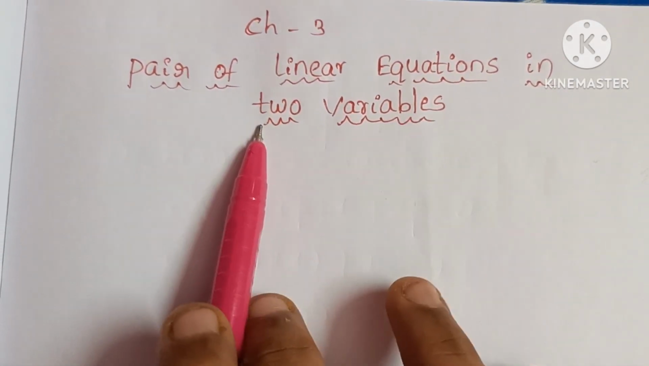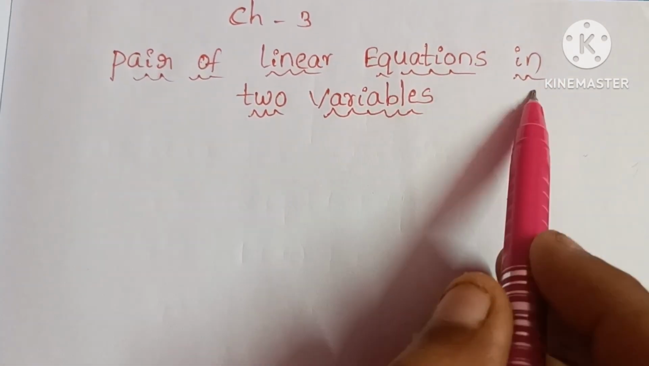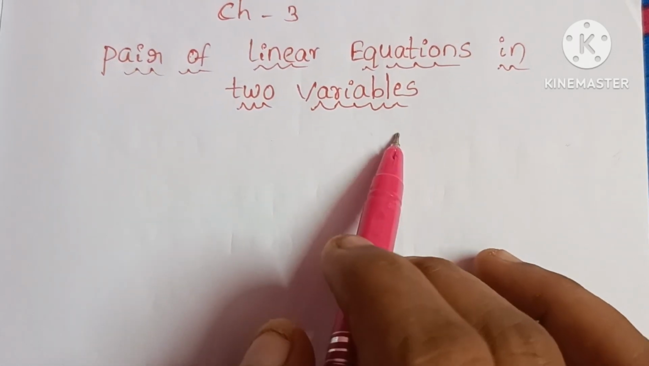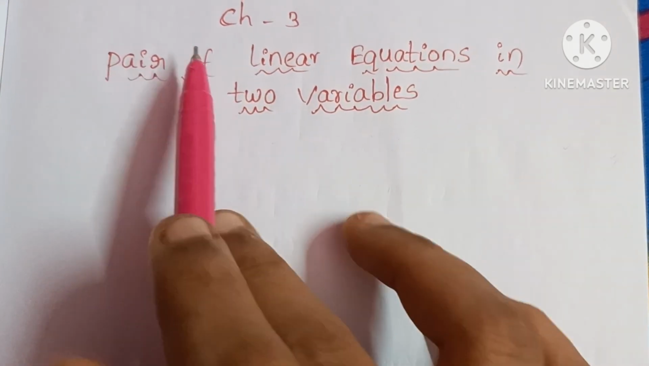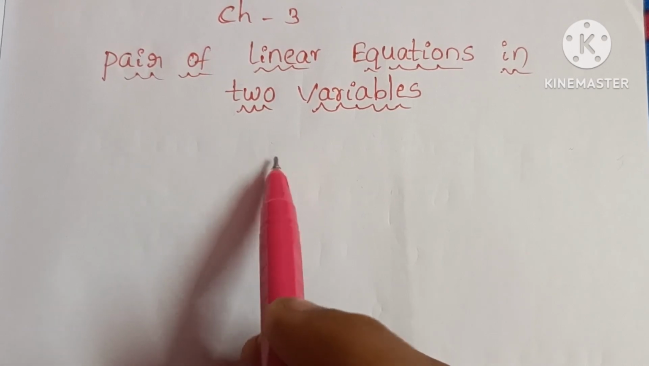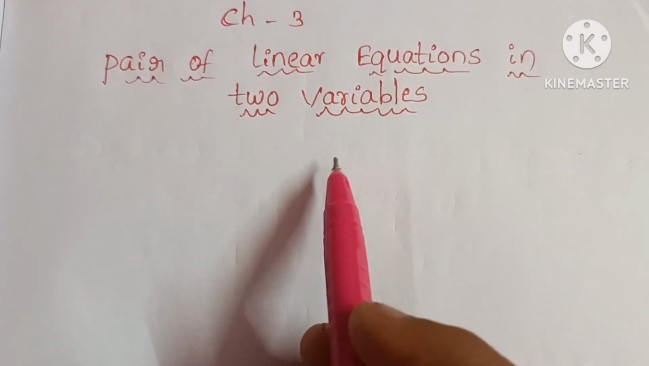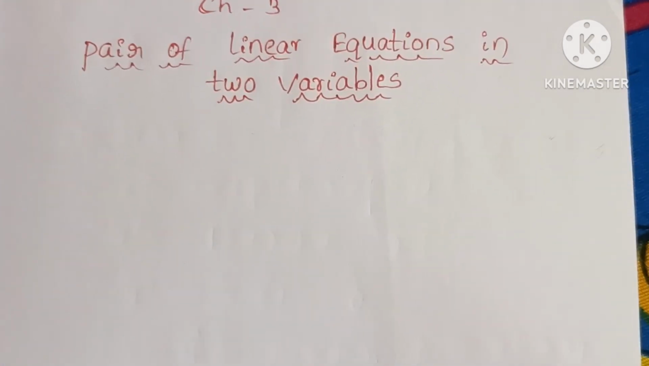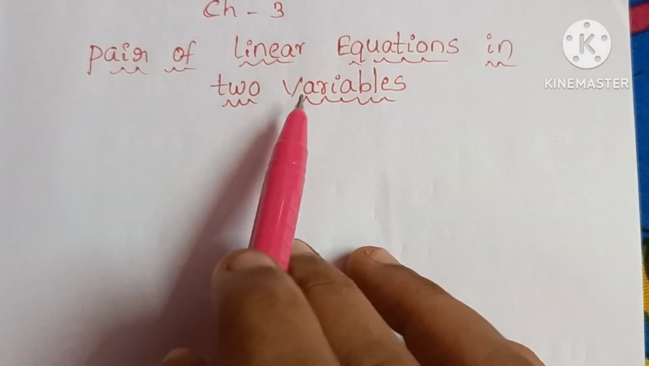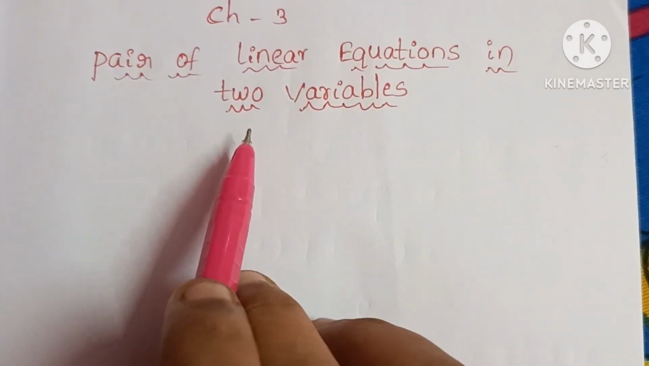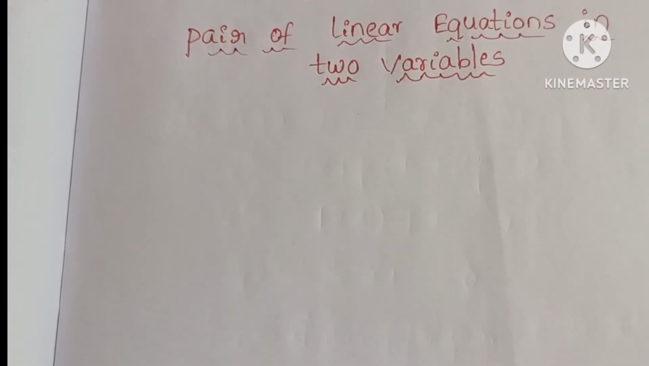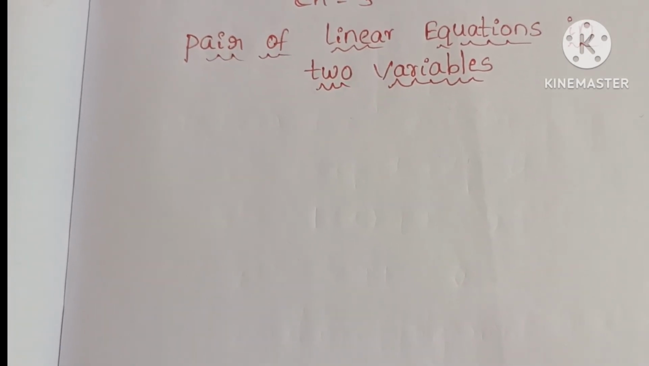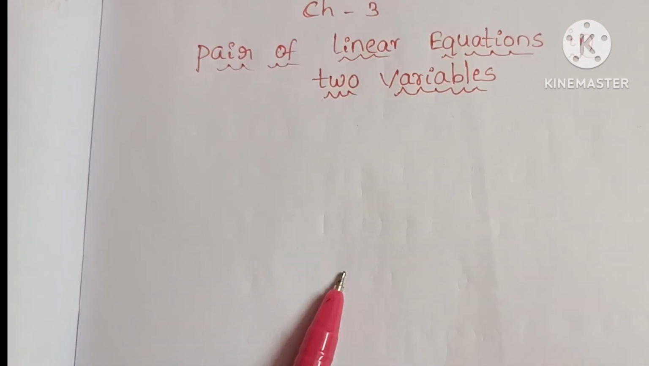Next, pair of linear equations means pair of linear equations in two variables. Pair means two. Pair of linear equations in two variables means two variables in a pair of linear equations. I think you all know about this: what is a variable, what is a constant, what is a term, what is an algebraic expression. If you don't know, you can go back to the earlier chapter videos, watch them, and then come back to pair of linear equations in two variables.